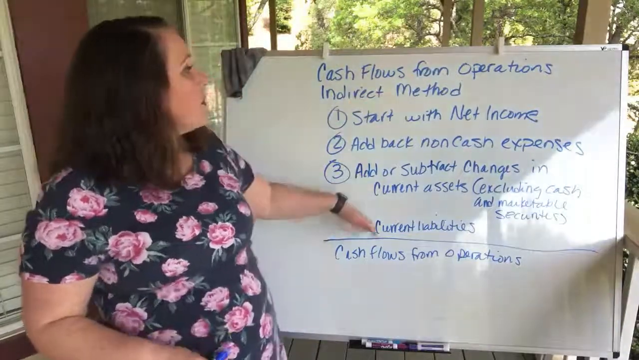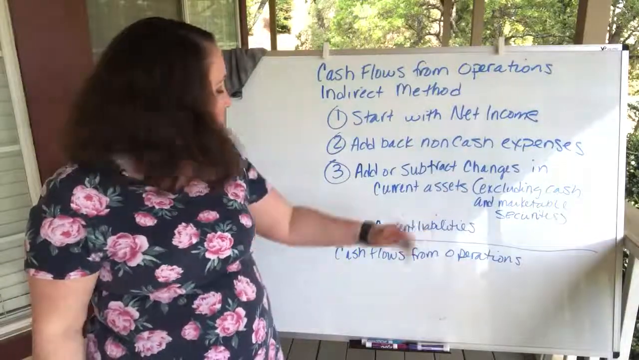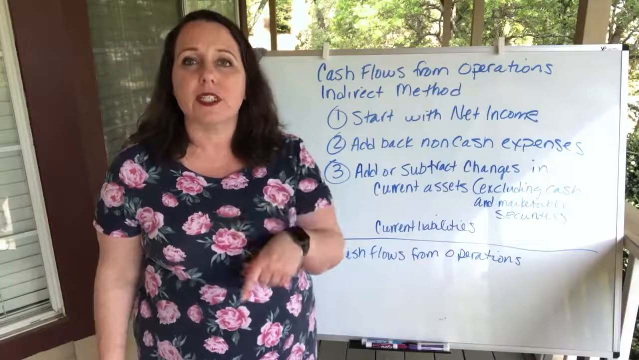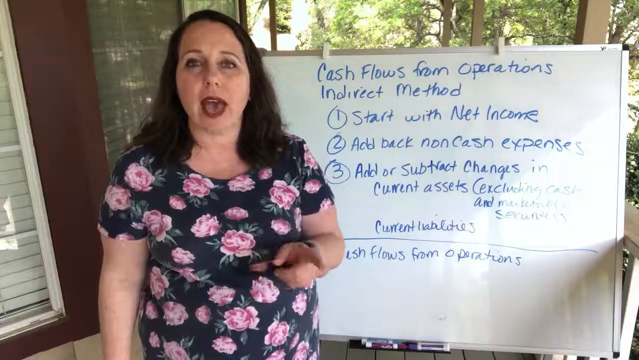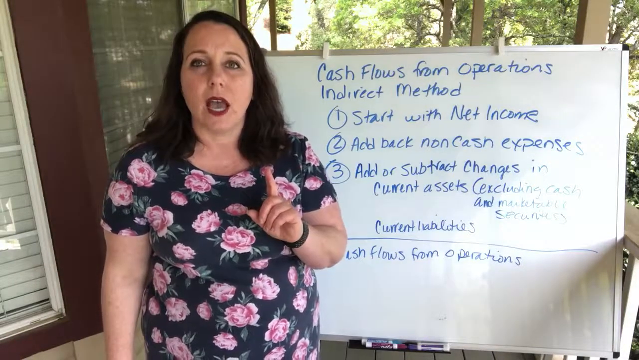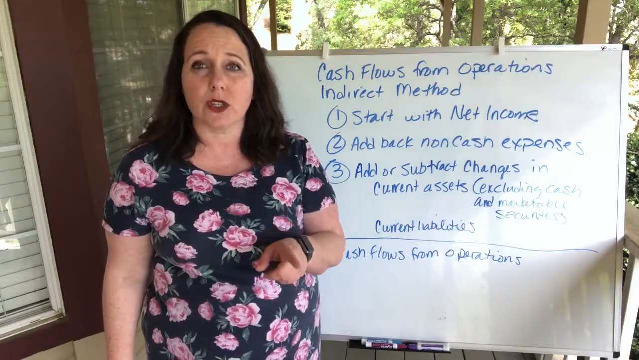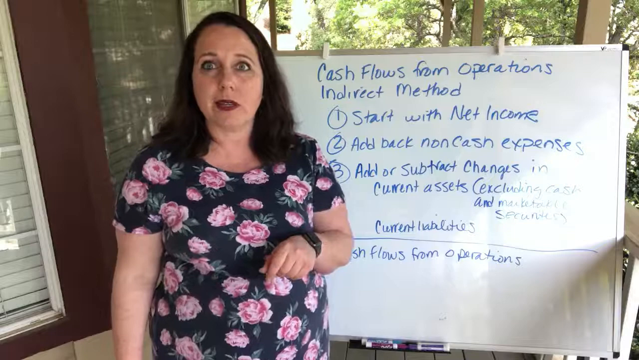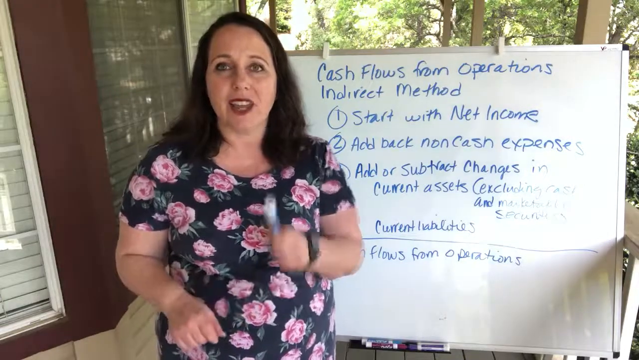All right, once we've done those three steps, we add it all up, and that becomes our cash flows from operations. So stay tuned for the next video. I'm going to tell you how to add or subtract the changes in these short-term or current assets and current liabilities. And then we're going to start actually building our statement of cash flows. All right, see you then.